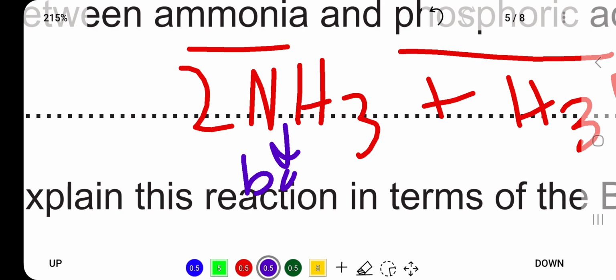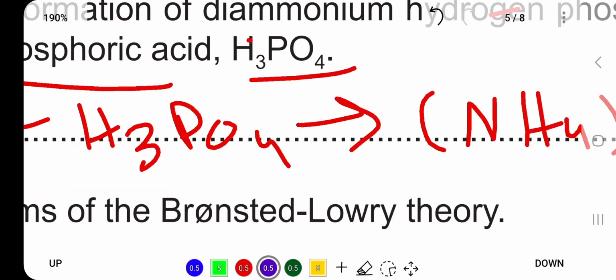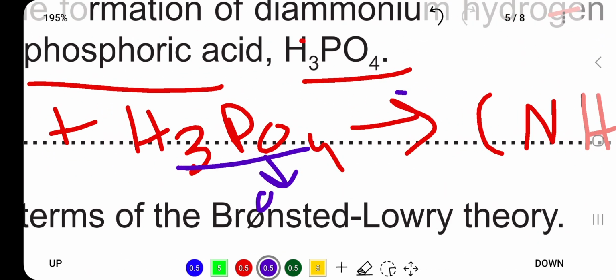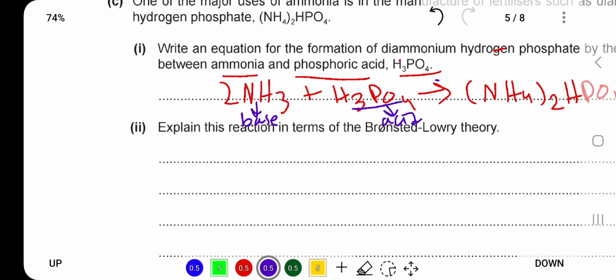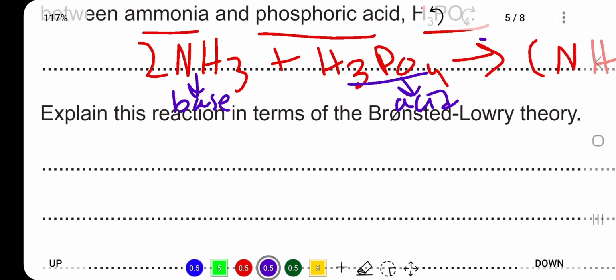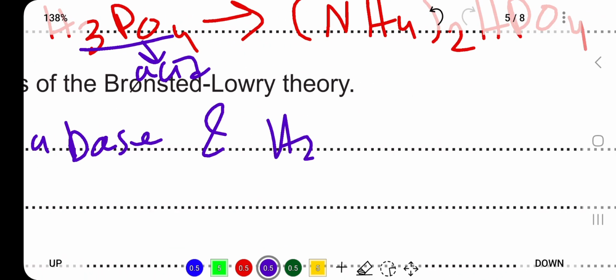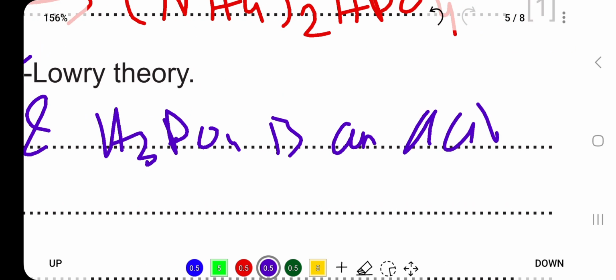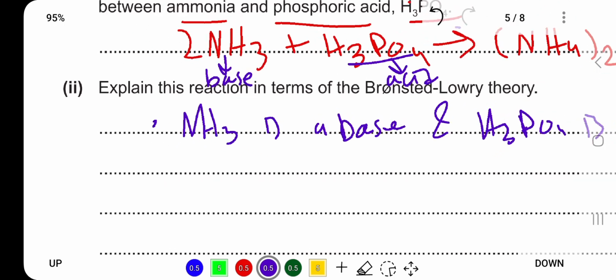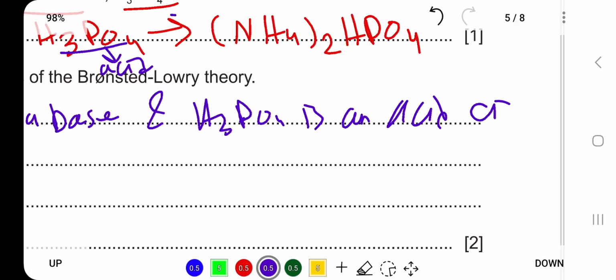Learn it. It's basic, you can say. H3PO4 is clearly an acid. Now, the first thing you say, you mentioned that it'll give you 1 mark for this: NH3 is a base, and H3PO4 is an acid. Alright, now that's 1 mark.